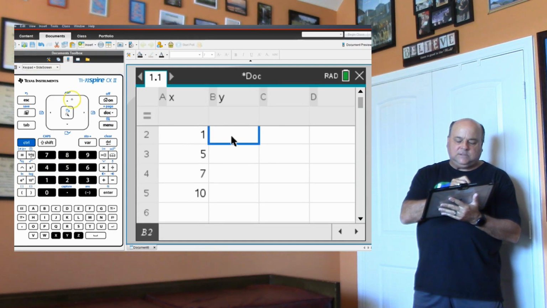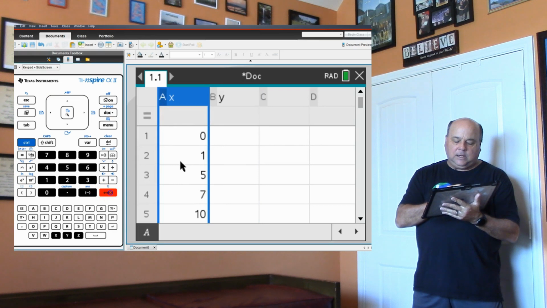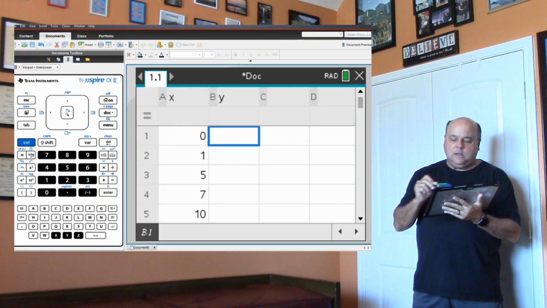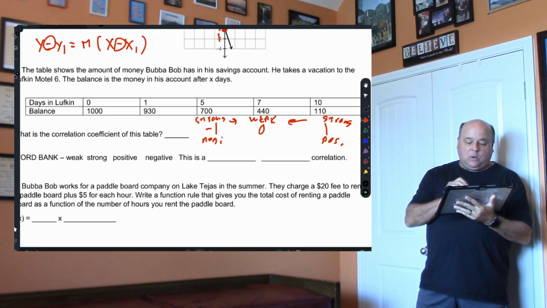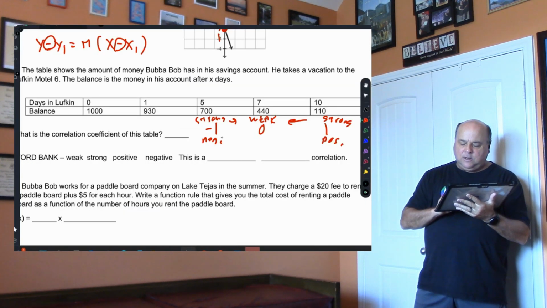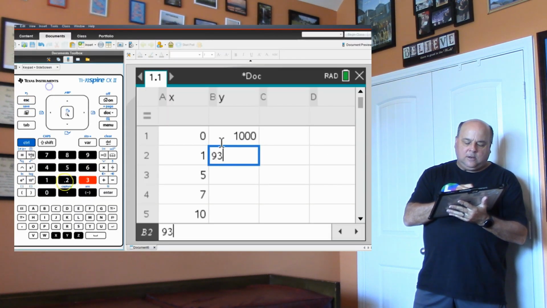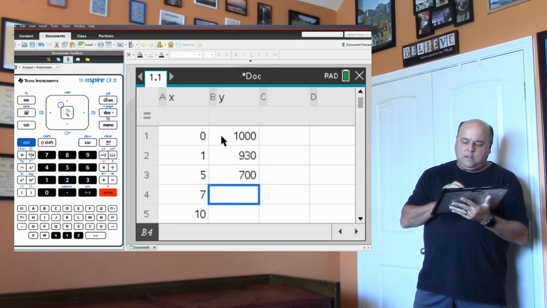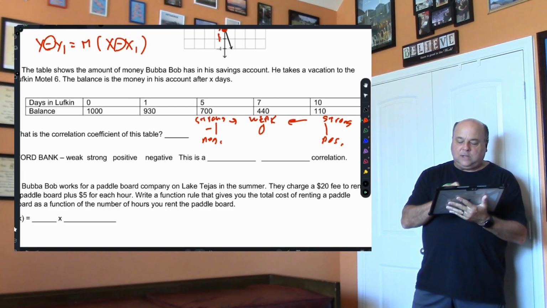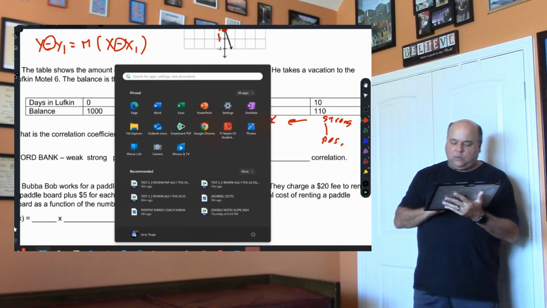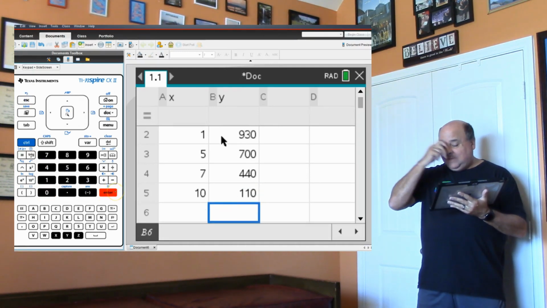I'm going to go back up to the 0. Okay. So I'm right here. Now I need to put in my y's. So I'm going to go to my paper again. My y's are 1,000, 930, 700. And then I'm going to get my last two: 440 and 110. So I have this on here.